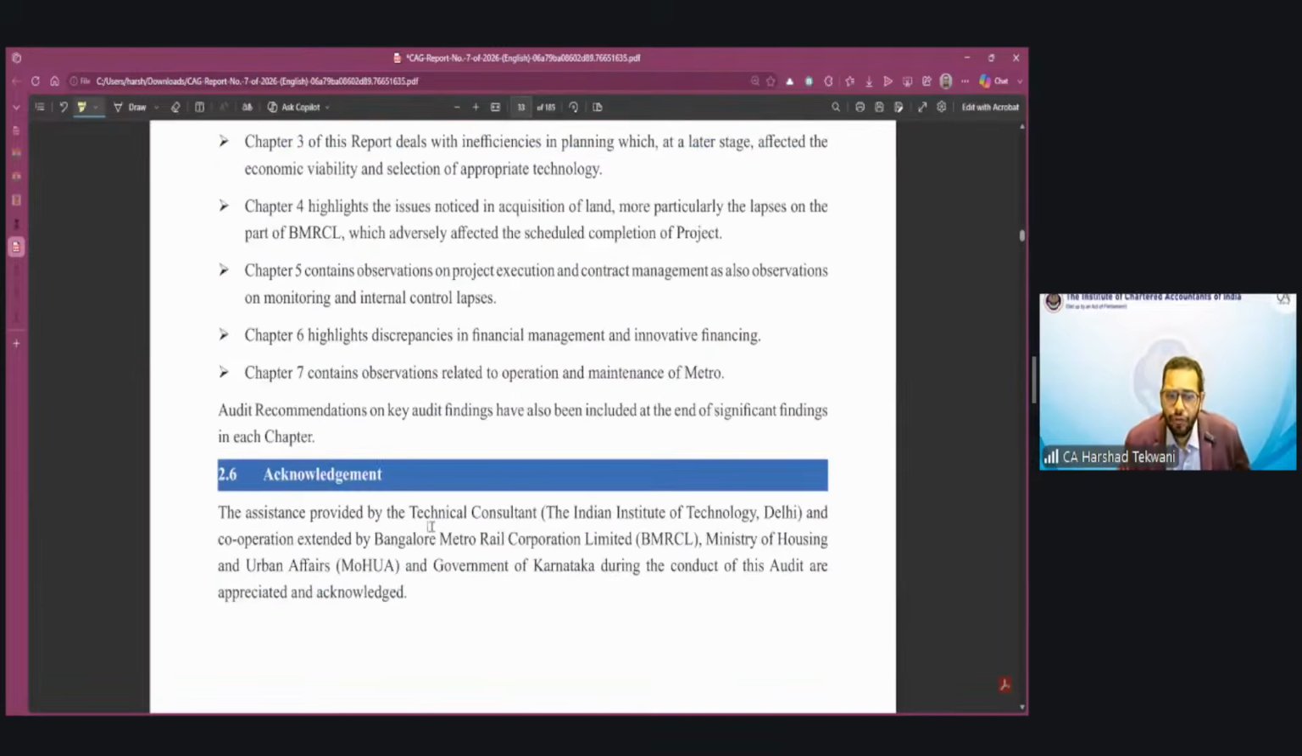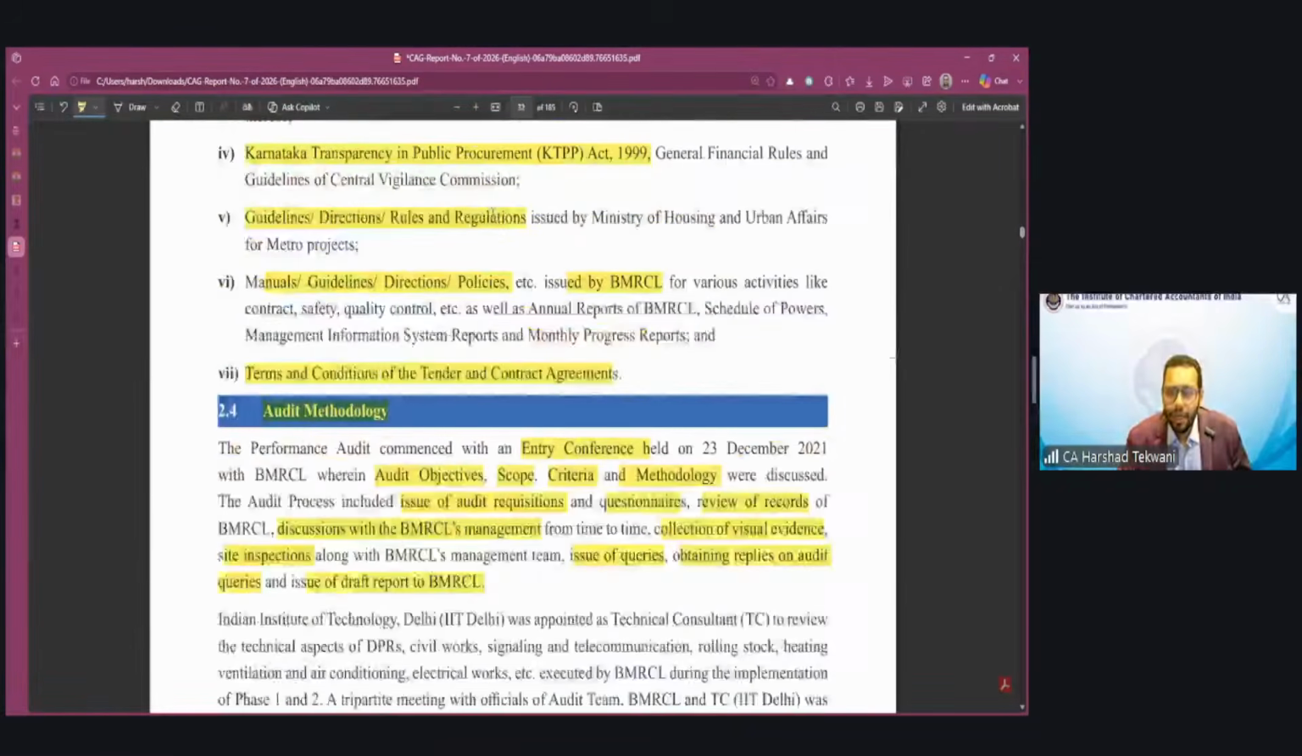Then they have a structure of the audit report and everything. Basically, what they are saying is that as in the normal audit process that we perform, we plan, then we perform everything. In a similar way they have done here also. So the regulation also provides how to perform the performance audit.